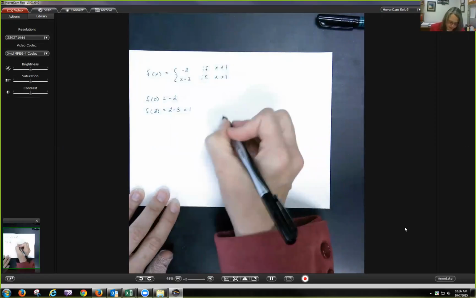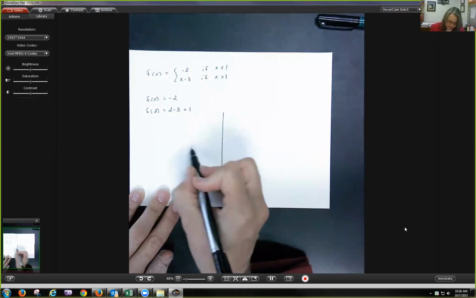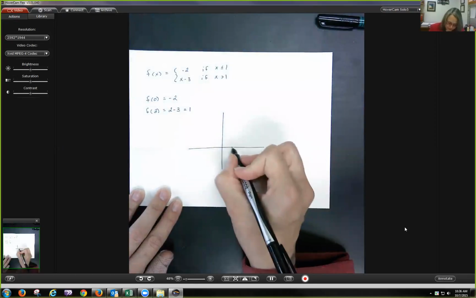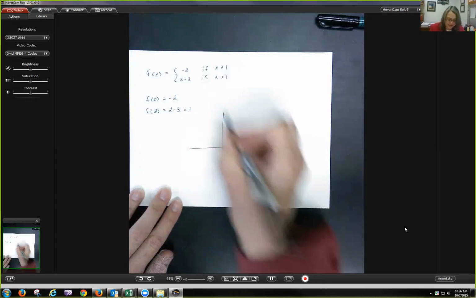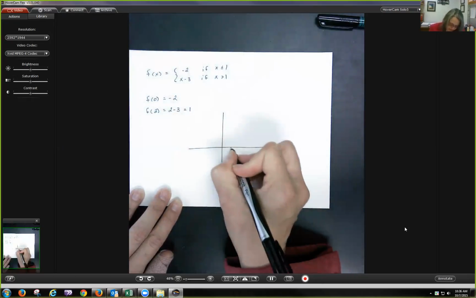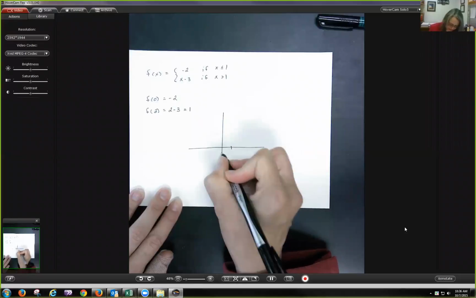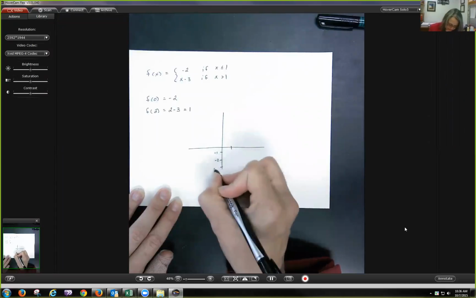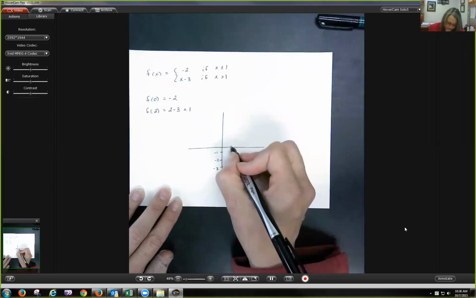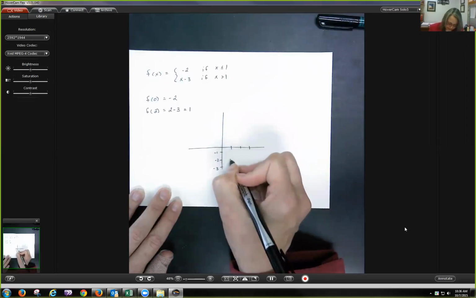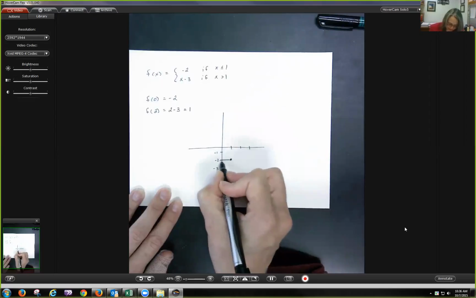So if we want to graph this it looks like this. Everything happens at 1 in this particular function. So if x is less than or equal to 1, make this 1, -1, -2, -3. If x is less than or equal to 1, my function output is always going to be -2.